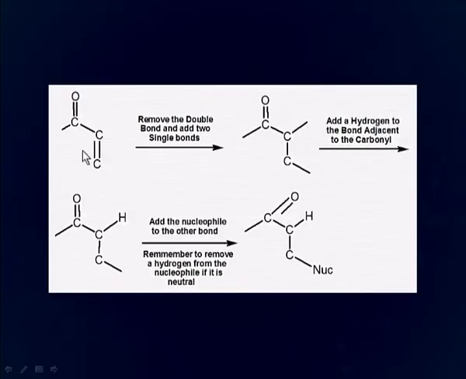You can see this is an alpha beta unsaturated aldehyde. What you have to do, in case of 1,4 addition, is remove this carbon carbon double bond and add 2 bonds over here. Now you have to add 1 hydrogen at the alpha carbon and add the nucleophile at the beta carbon, and then you will get the final product formed in case of an alpha beta unsaturated aldehyde adding at positions 1 and 4.